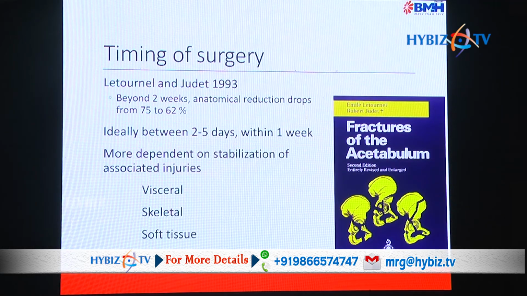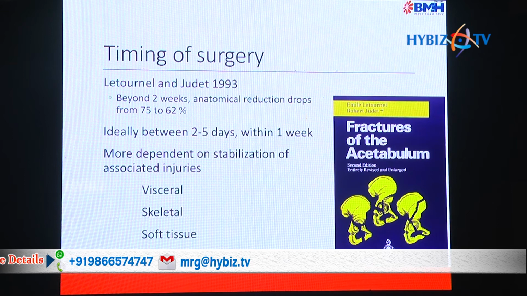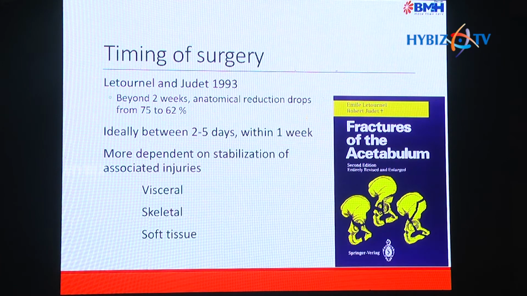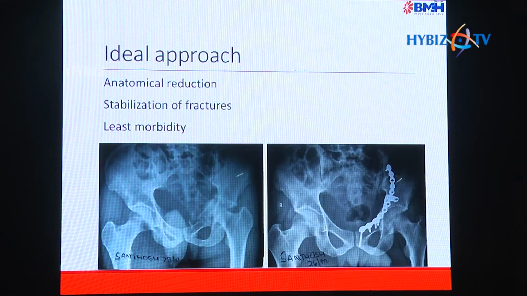The timing of the surgery was already mentioned by Dr. Vivek. Letournel and Judet said that beyond 2 weeks, the anatomic reduction drops from 75 to 62%, but ideally surgery should be within 2 to 5 days or within 1 week. It all depends upon the stabilization of associated injuries like visceral, skeletal, or soft tissue problems. What would be the ideal approach?